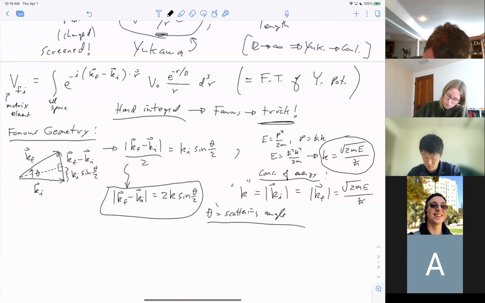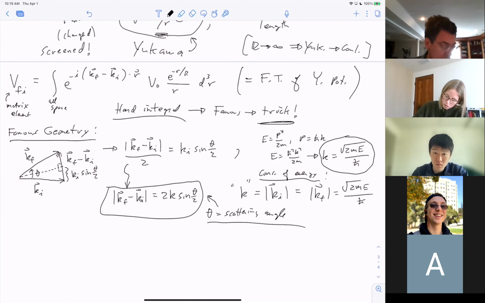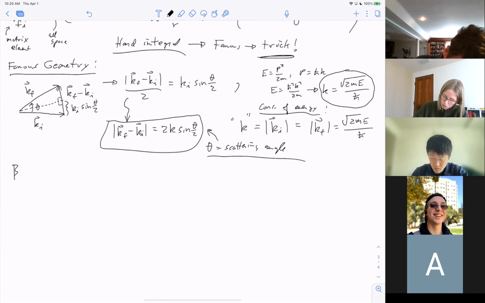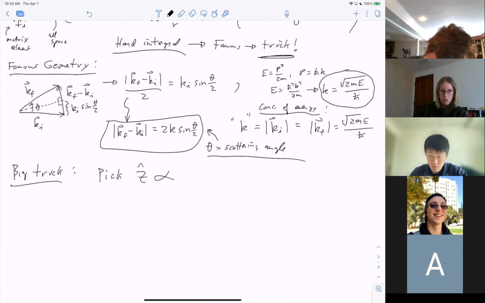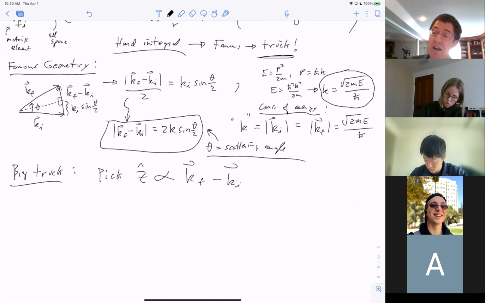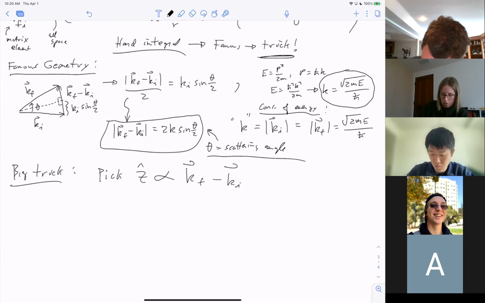Okay, so that's some pretty simple geometry actually. But now comes the trick for the integral. The big trick to solve the integral is to pick the z-axis to be proportional to the direction kf minus ki. And that is not obvious. I mean, if you've never seen this trick before and someone said solve this integral, you probably wouldn't have picked that. It's a very clever trick, sort of obvious in hindsight. So pick the z-axis to be in that direction, and then solve your integral.